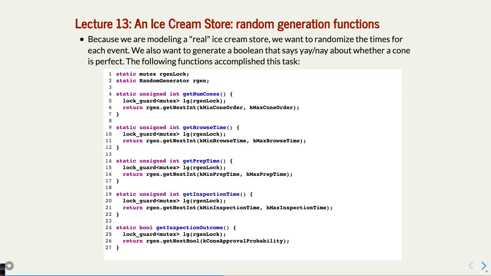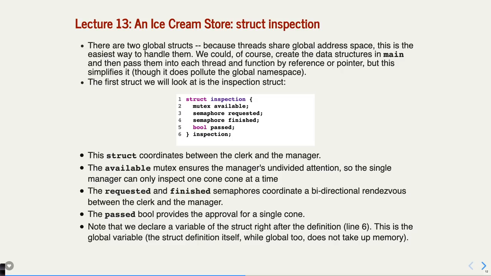We have get number of cones. The customer comes in and says, I want however many cones. So that's not a time. There's get browse time, which is the customer milling around. There's get prep time, how long it takes the clerks to make an ice cream cone that may or may not be good. Then there's get inspection time, how long the manager takes. And finally there's get inspection outcome, which is the binary yay or nay as far as the cone goes. Relatively straightforward, not anything you need to concern yourself about. It's just using a library function we wrote to get these values out. Not a big deal.